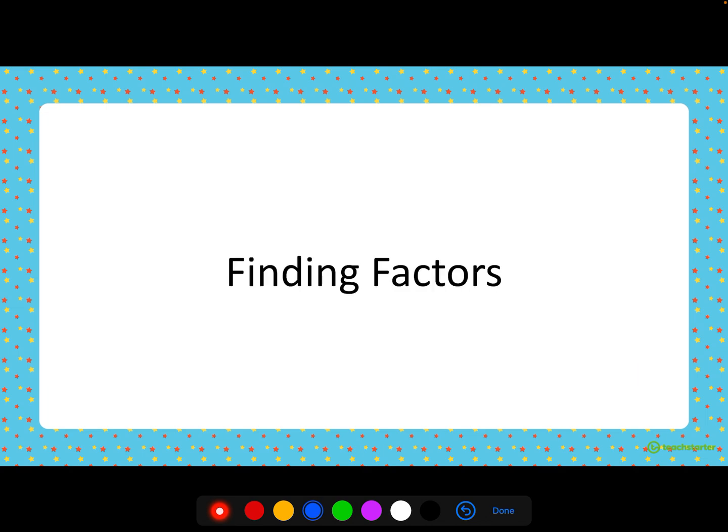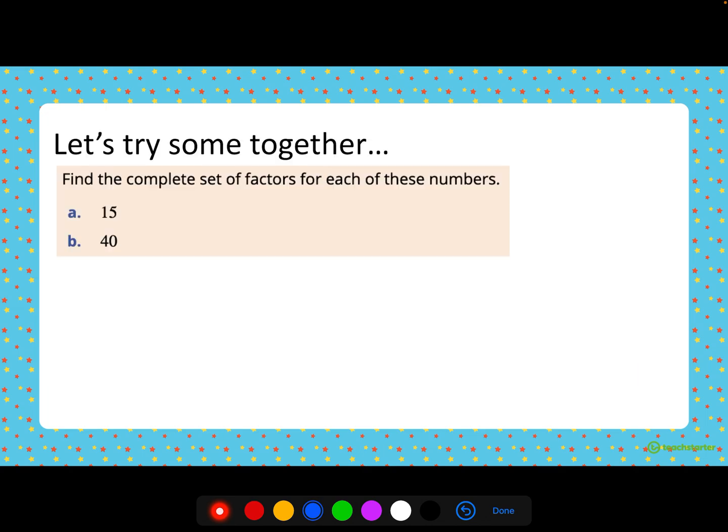All right, let's talk about how we find factors. Let's do some together. We're going to find the factors for 15. I always start with 1. I think of 1 and I think, what's the other number? 1 times what is going to be 15? So I write my 15 at the end.